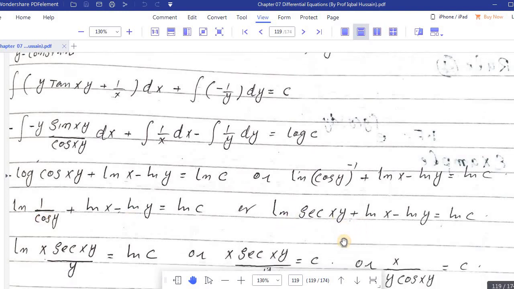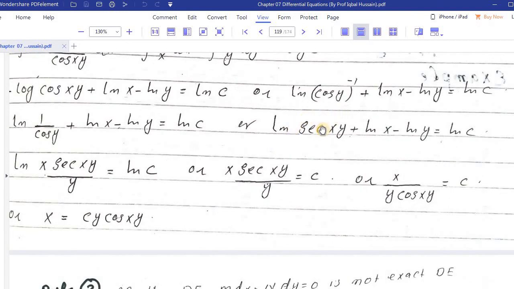Now log of a plus log of b minus log of c is equal to log of d. So these two will give log of x secant xy divided by y is equal to log c, cancelling log. This log and this log will be cancelled. This is the simplification. This secant will be placed here, multiplying both sides by y cos xy. So x is equal to c y cos xy is the general solution. This is the general solution.